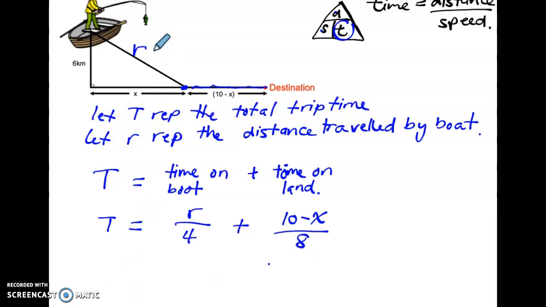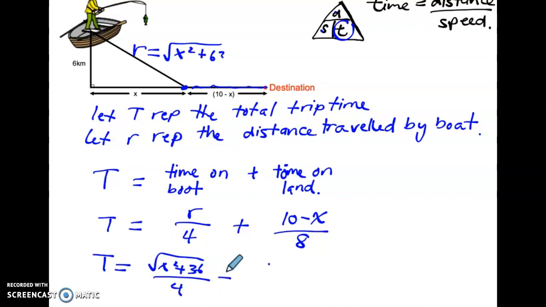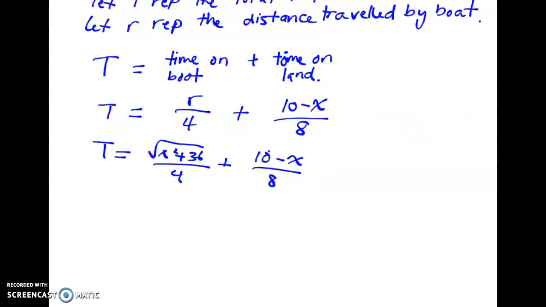And just like the last question, we can rewrite R in terms of x, right? Because it's 6 kilometers offshore. That's one side of the triangle. We know that x is the other side of the triangle, and we're finding R. So R would equal the square root of x squared plus 6 squared. So we can rewrite our R in terms of x. We can replace it with that square root of x squared plus 36 over 4. Okay. So now we have time all in terms of one variable. So now we're going to be able to take that derivative in order to minimize the time.